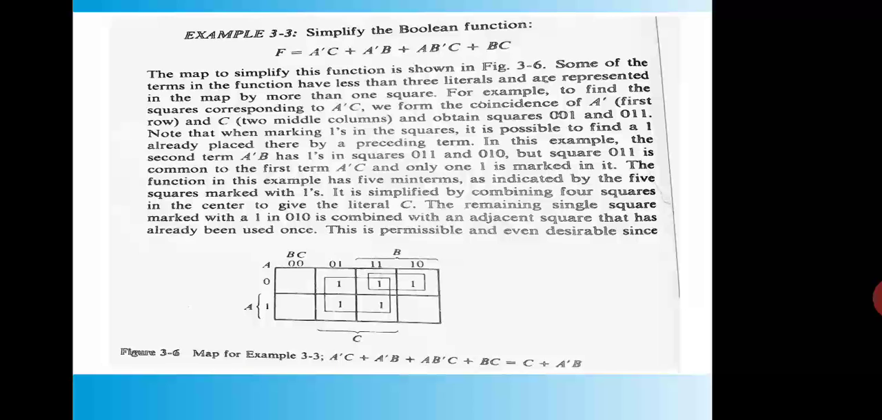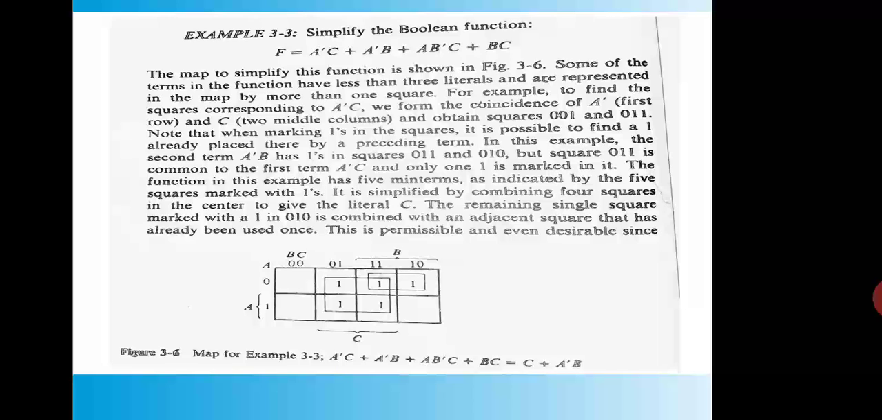The function in this example has given minterms indicated by the 5 squares marked with 1s. So it is simplified by combining 4 squares in the center to give the literal c. Ultimately what they have done, they have gone for 4 ones, 1 1 1 1. So that means 2 sets. Why? To represent c.